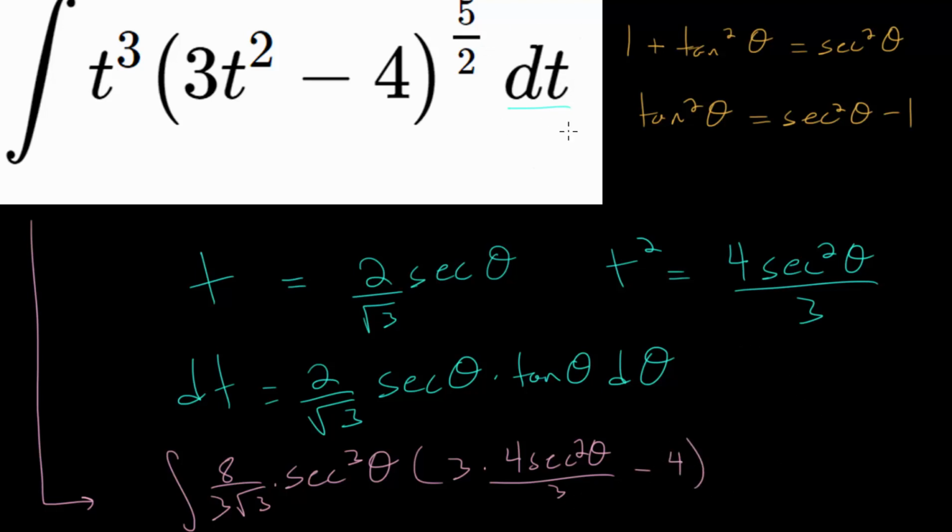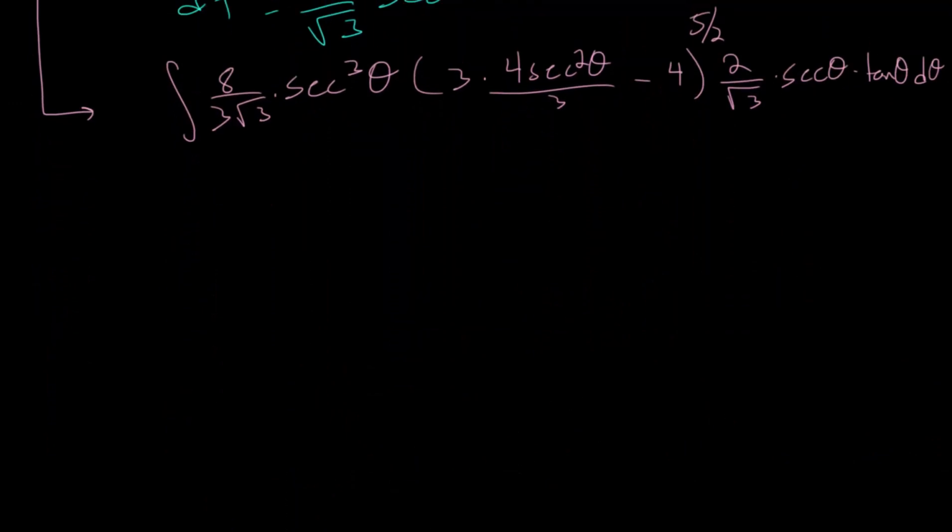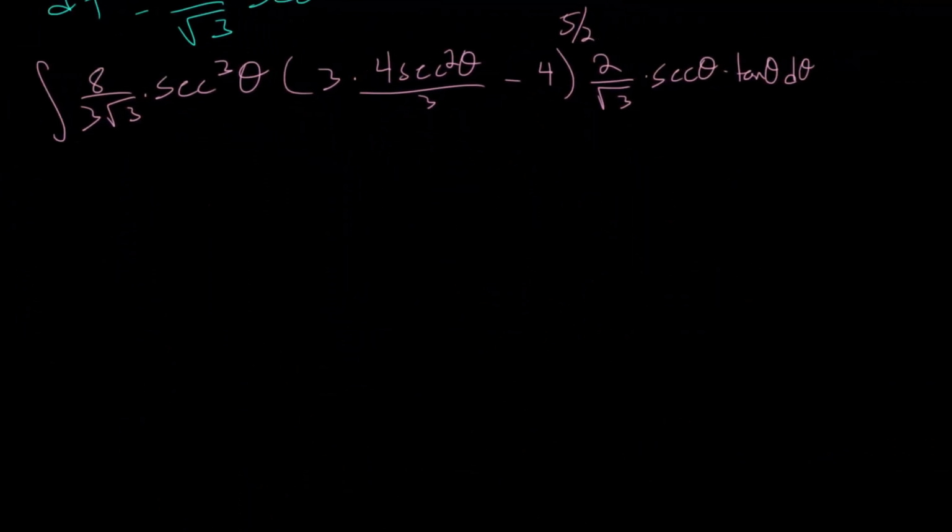And then we have dt, which is this term right here. So we get 2 over the square root of 3 multiplied by the secant of theta multiplied by the tangent of theta. And we are now integrating with respect to theta. So it looks complicated, but things should simplify. And by the way, this expression here in parentheses is raised to the 5/2 power. We don't want to lose that exponent there. So let's move down here and we can keep working on this integral.